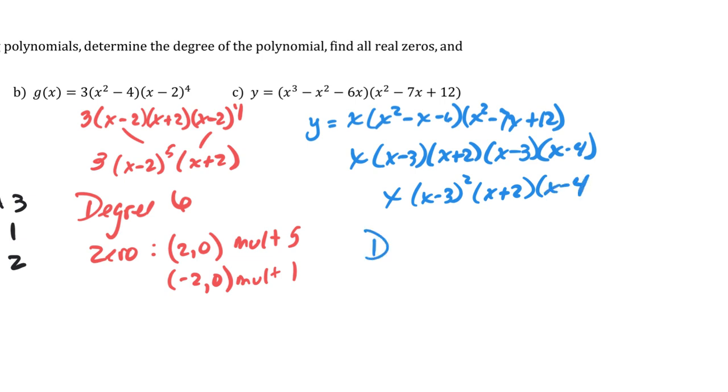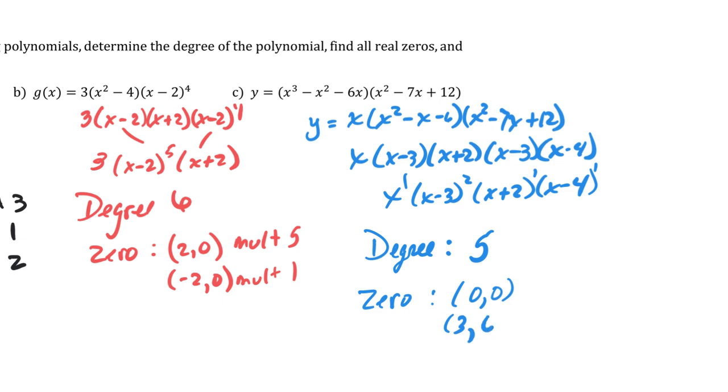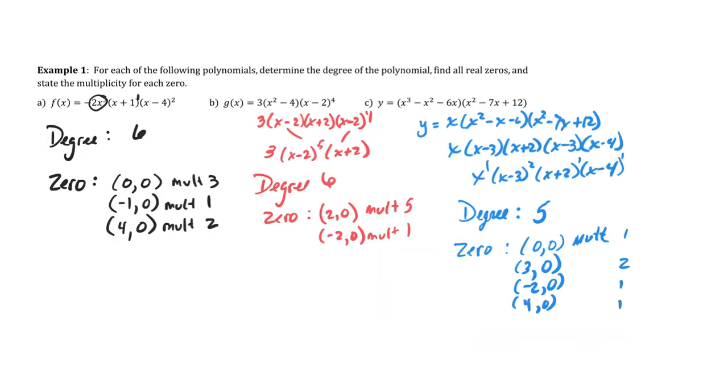All right, there we go. The degree. I have 4 x's, so each of those are going to count. So I have a 1 there, a 2, a 1, and a 1. So let's add those up. I get a 5 this time. And my zeros, well, whenever there's an x on the outside, it's 0 comma 0. And I got 3 comma 0, negative 2 comma 0, and 4 comma 0. Multiplicities: I'm going to write multiplicity once. So we got a 1, a 2, a 1, and a 1. If I add all those up, they make 5. So there you go. I scrunched it back down so you can see them all at a glance.